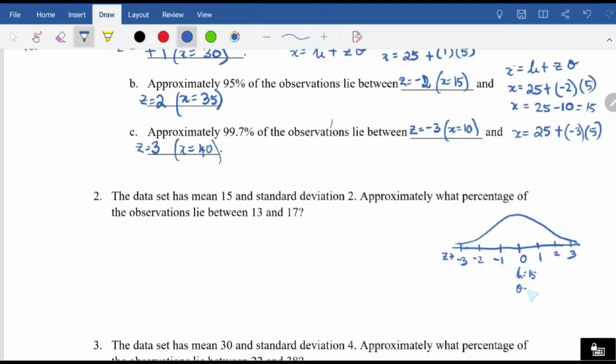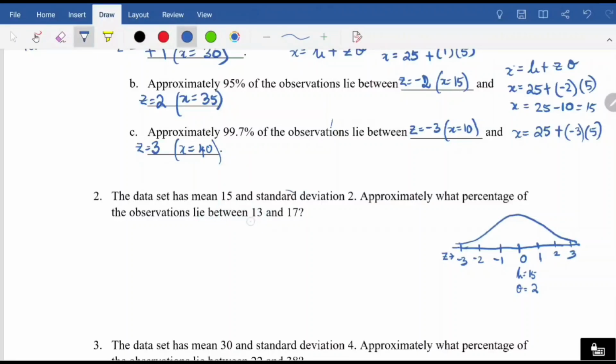All right? So they've told us that mu equals 15. The standard deviation is 2, and they are asking what percentage of observations lie between 13 and 17. So 13 is going to be to the left of wherever mu is, which is the center point, and 17 is going to be to the right. So the lower value is going to be to the left, and the higher value is going to be to the right of the center point where the mean is located. So if we can find the corresponding z values of 13 and 17, then we can tell what percentage of values will lie between those two observations, in other words. So in this case, we have to find the z values, all right?